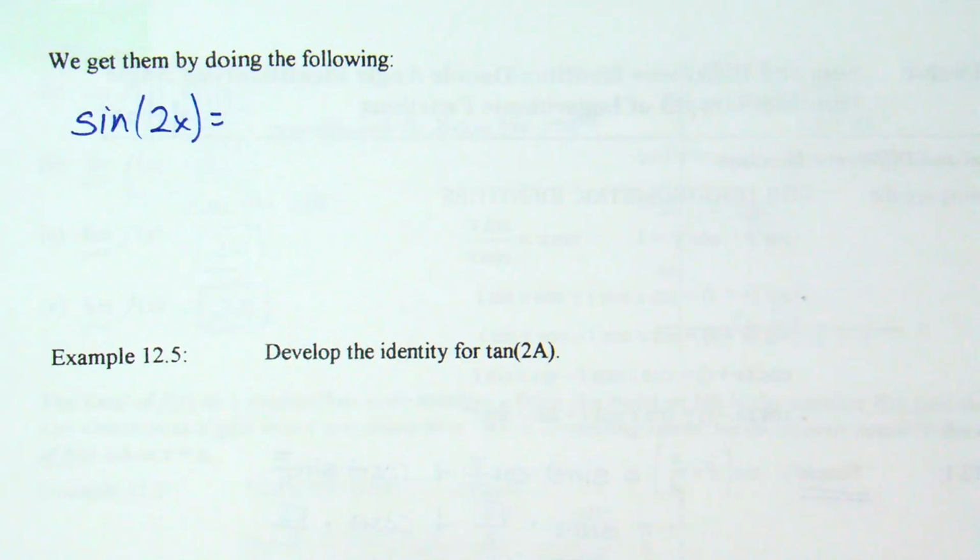So if we start with the sine 2x. Okay, sine 2x. Think about our original 6 identities. 2x is what plus what? X plus x, I think I heard.